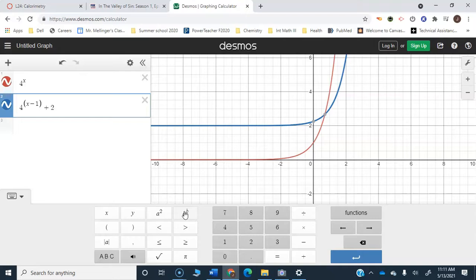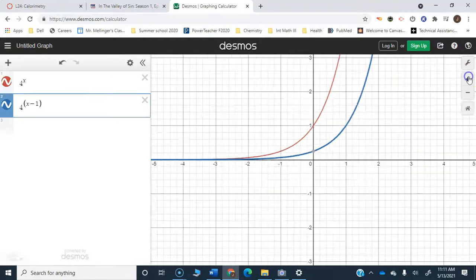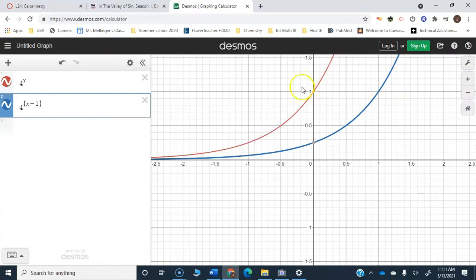So let's take it one at a time, okay? Let's take off the plus 2. So to go from 4 to the x to 4 to the x minus 1, it shifted the function to the right by 1. Okay, so if you look down here, you want to find a place where it crosses the grid lines. Let me zoom in a little there. See, it crosses the grid lines right here at x equals 0, and then the blue one crosses the grid lines at x equals 1. So this red graph got shifted to the right to create the blue graph.